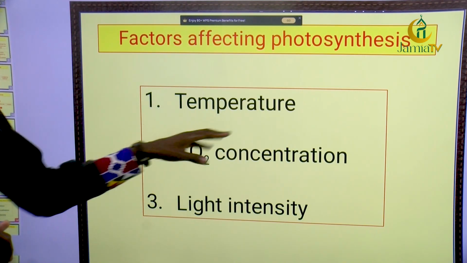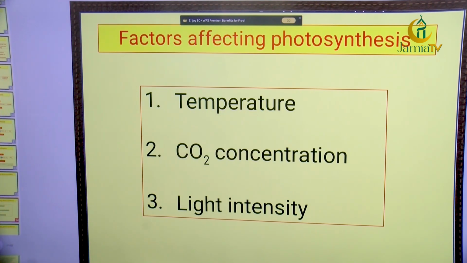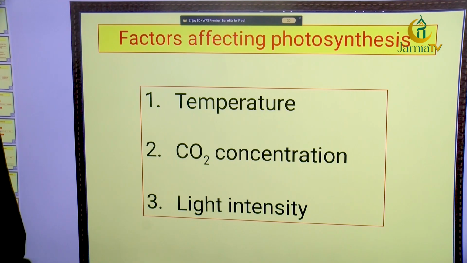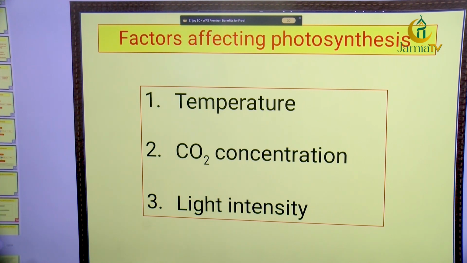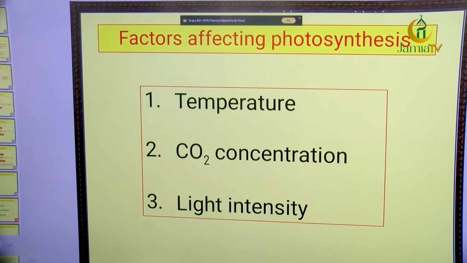When we talk of temperature, normally we say the optimum temperature because we have got low temperature and high temperature. Then we have the temperature required, which we call the optimum temperature. So how does it affect? When it is more, when it is less, what will happen to the rate of photosynthesis? Let me start with temperature.